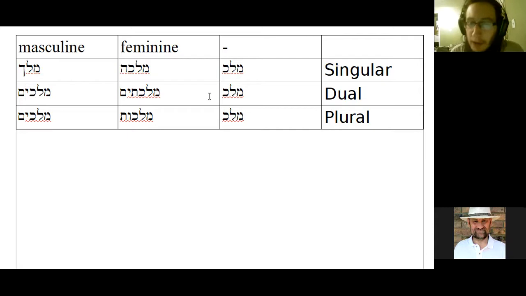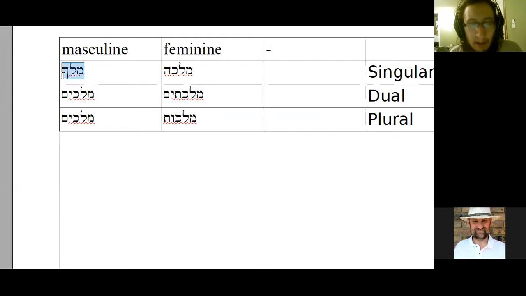Now, so here's what we've got. In current Hebrew, we have if it's a singular masculine. So this word means ruler or king. It's a masculine ruler, therefore a king. It's one king. But if it's more than one king, it's a plural. Now, Hebrew makes all masculine plural into a plural. Whereas originally in Hebrew, there were two forms. There was a dual and there was a plural. The dual is preserved in the feminine. And I'm going to explain what dual means in a second.